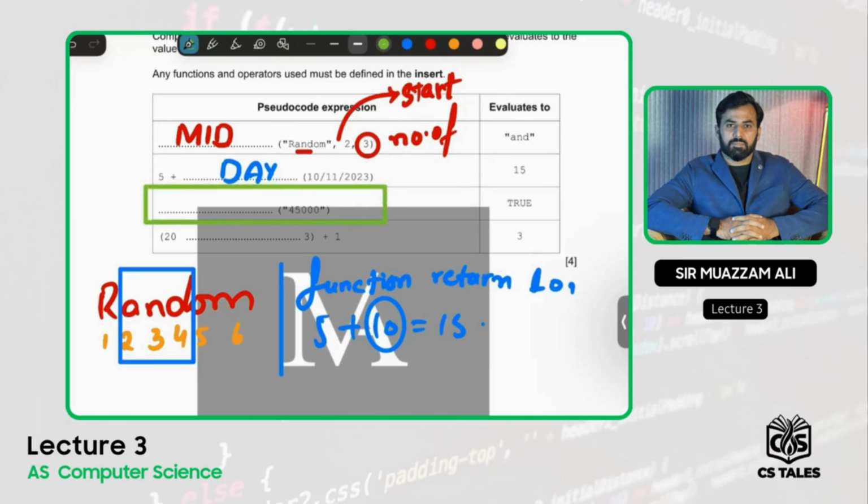Next thing is asking about 45,000. It's become true. So what does it mean by it's become true? It's basically a string, it looks like a string. 45,000 contains only digits, so the function must check whether the value is numeric. So the correct function, let's suppose for numeric, is "is number x".